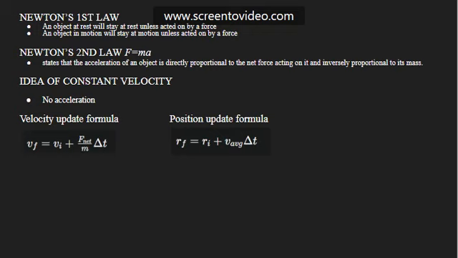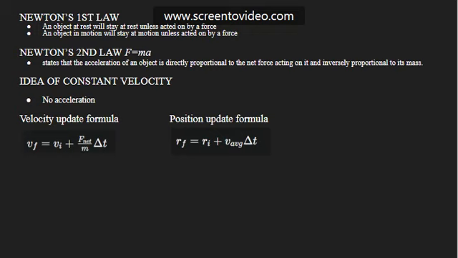The idea of constant velocity is highlighted in this lab. If an object moves at constant velocity, it experiences no acceleration, which implies that the net force acting on it is zero. The two equations for this lab that I'll be talking about are the velocity update formula and the position update formula. For the velocity update formula, the final velocity equals the initial velocity added to the net force over mass, multiplied by the change in time. If the net force is zero, we have a constant velocity.